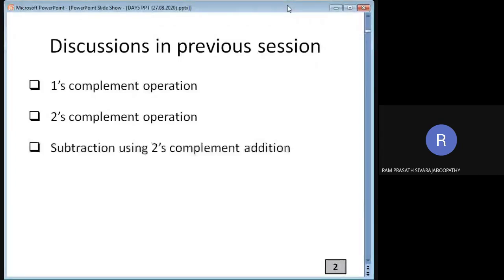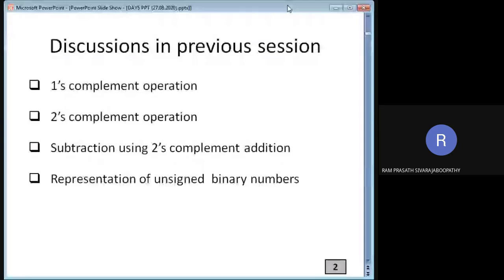Ones complement operation is simply making the NOT operation or inverse operation of the given binary number, whereas the twos complement is performed by adding 1 to the LSB of the ones complement operation. Fine. Then we have discussed about the subtraction using twos complement addition. So in terms of addition, we can perform the subtraction operation. Then we have discussed about the representation of unsigned binary numbers. Then we have discussed about the methods to represent the signed binary numbers.